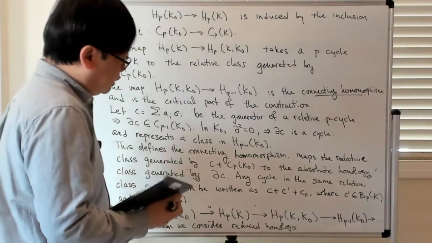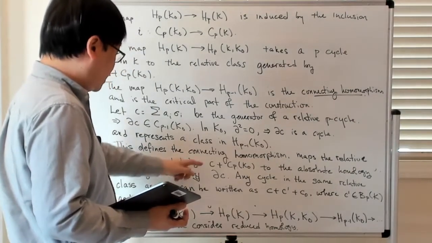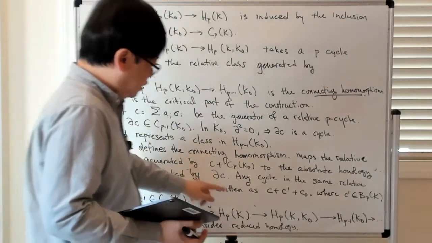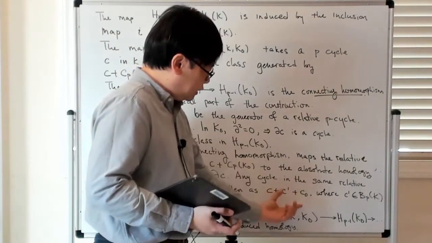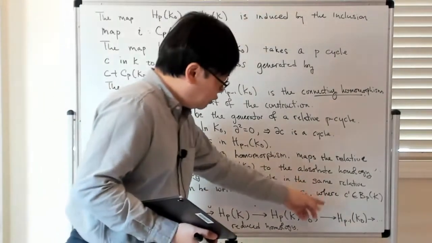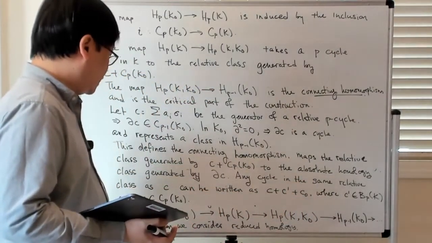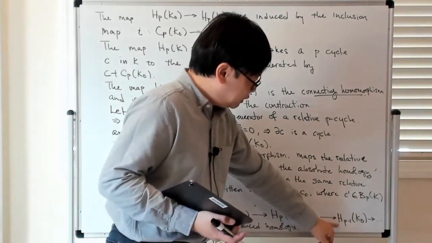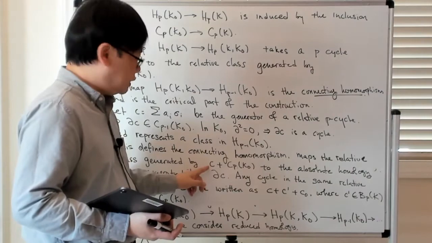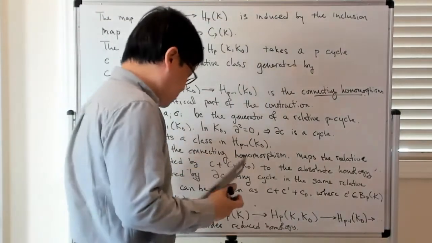So basically what that means is that if you start with C and you get to the boundary of C, you want to be able to add these two things here, and still say that the boundary of this whole thing gives you the same element of homology on K0 as the original C.